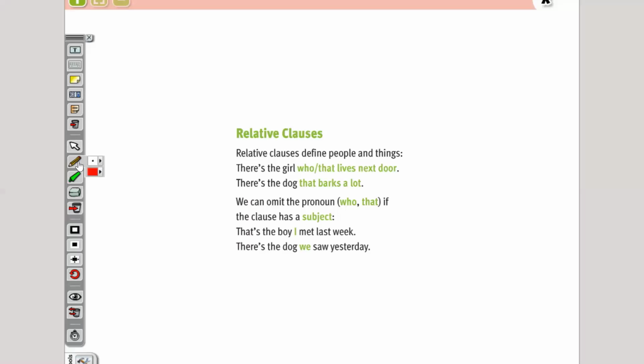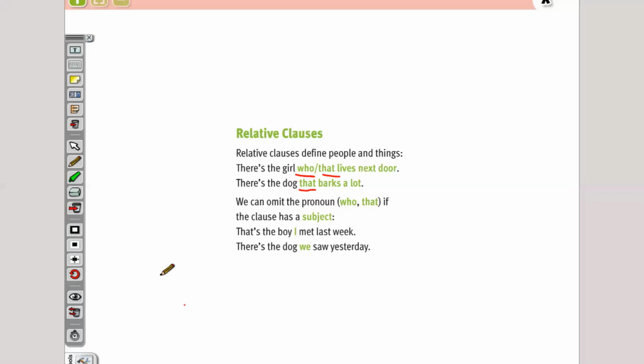As you see here, we can use who or that for definition. Okay, we can say there is the girl who lives next door, or there is the girl that lives next door. If we define people, we can use both who or that. But if we define things or animals, we can't use who. We have to use only that. Okay, like here, there is the dog that barks a lot.